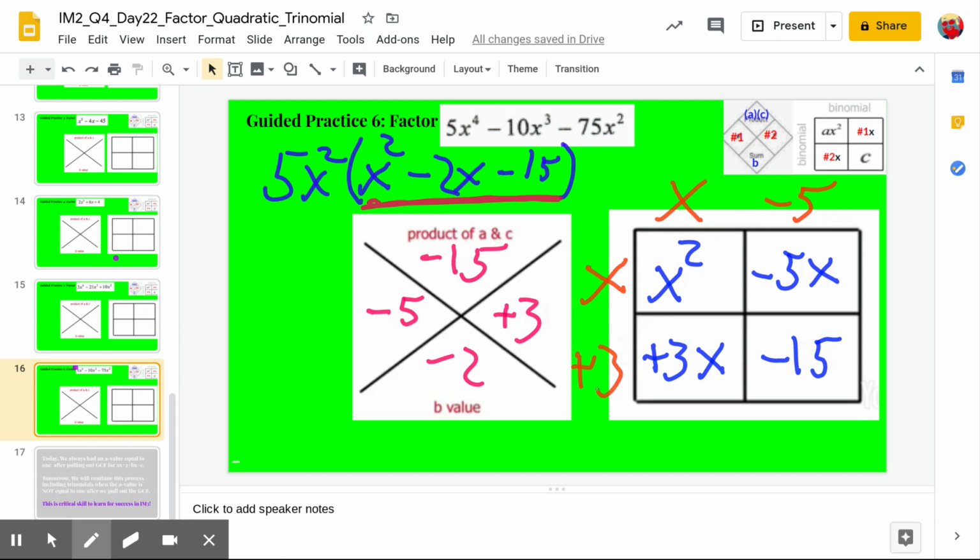Negative 5 times 3 is negative 15. Yes, it is. So our final answer is 5x squared, multiplied by x plus 3 times x minus 5. Did you remember that? We always put the GCF in front, but by all means, you might have had 5x squared times x minus 5 times x plus 3, and that's acceptable. That is correct as well.